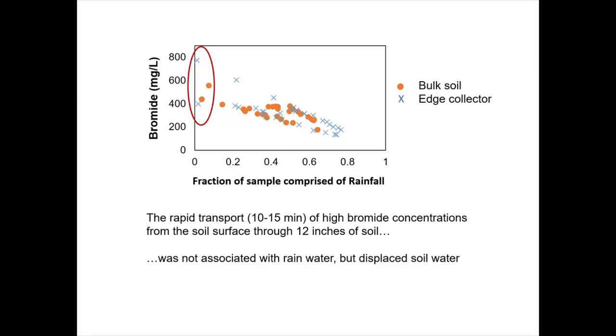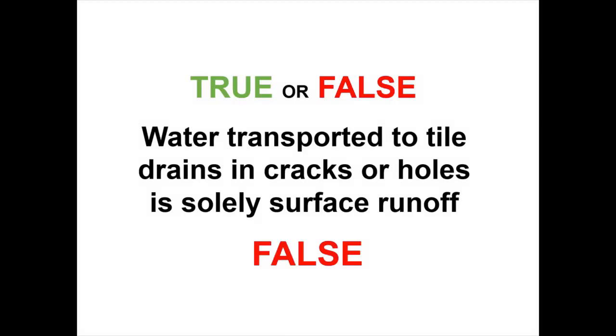So preferential flow doesn't have to be rainwater. Rainfall can displace water, and a wormhole, a crack, a tile drain, they drain freely moving water, and that water can be runoff, but it also could be groundwater, or it could be water from a saturated layer. So if you had a plow layer in your soil, and you got a saturated layer at 8 inches or something like that, that could also be preferential flow. So while preferential flow can be rainfall, it doesn't have to be. So the answer is false. Water transported to tile drains and cracks or holes is solely surface runoff, and that's false.